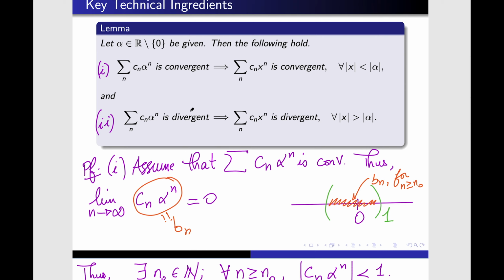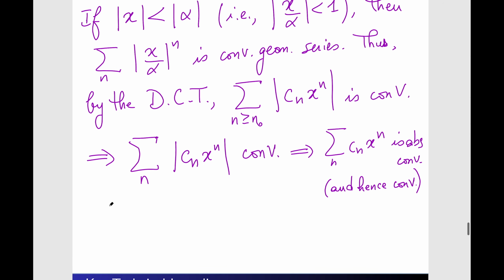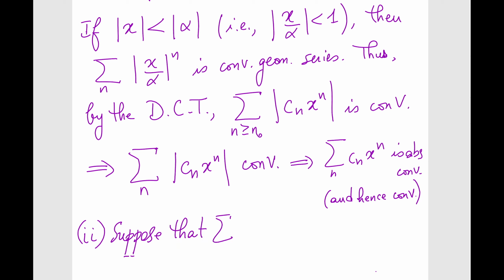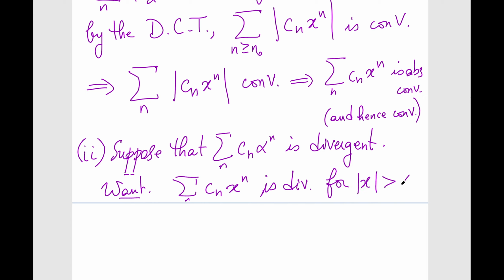Part 2: we're going to suppose that this is divergent, and we're going to show that this is also divergent for all x in absolute value bigger than the absolute value of alpha. So let me go to part 2. I'm going to suppose that the series whose terms are Cn alpha^n is divergent. That's the assumption, and we want to show that the series whose terms are Cn x^n is also divergent for x in absolute value bigger than alpha, right? That's what we want to show.